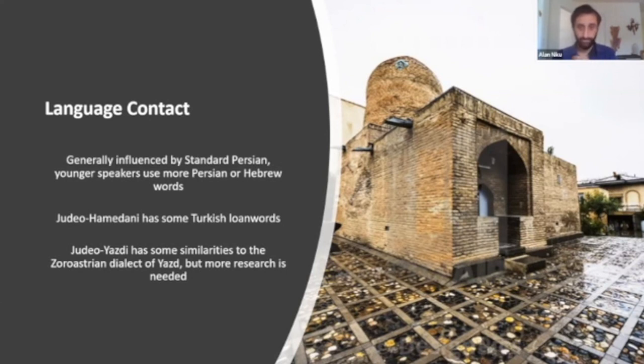But basically, these languages are mainly influenced by standard Persian and Arabic, just because Persian is influenced by Arabic and so on. But really, they don't have a lot of contact with other languages. It's not like Judeo-Spanish that we talked about, that has this major Ottoman-Turkish contact. That didn't really happen because these languages didn't move from one place to another. They just stayed in these Jewish neighborhoods for many, many years.